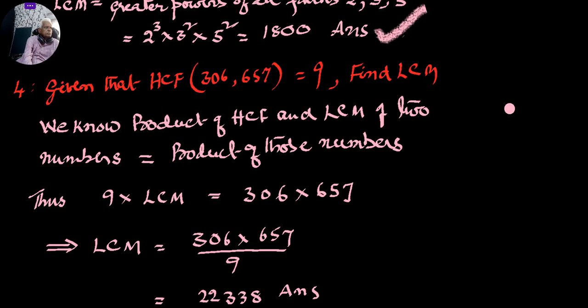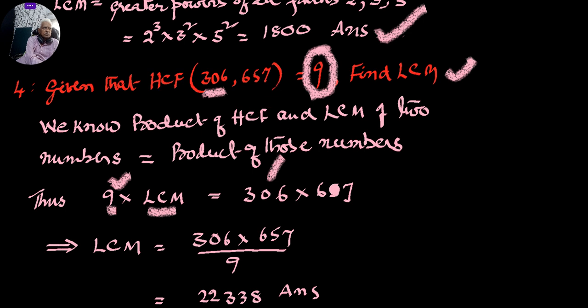Fourth problem. Given that HCF of 306 and 657 is 9, find their LCM. So we have to apply one rule here. We know the product of HCF and LCM of two numbers is equal to the product of those two numbers. Thus, 9 times LCM, because 9 is the HCF given, must be equal to the product of those two numbers, 306 and 657.